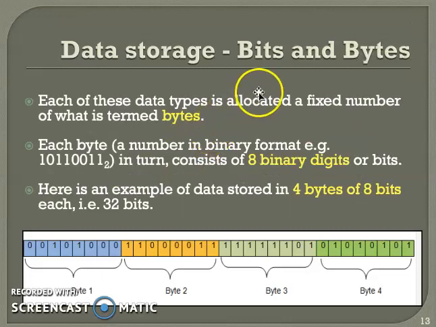Data storage. What's bits and bytes? Each of these data types is allocated a fixed number of what is termed bytes. Each byte, a number in binary format, for example 10110011, consists of 8 binary digits or bits. 8 bits make a byte. Here is an example of data stored in 4 bytes of 8 bits. That is 32 bits. Here's 1 byte, another byte, another byte, and another byte of data.